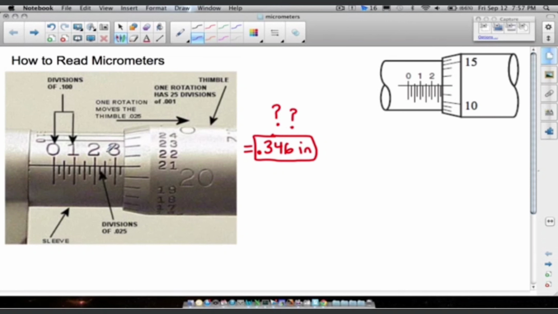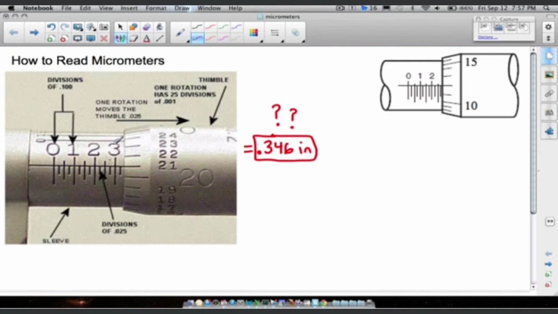A micrometer, you feel free to YouTube or Google pictures or videos of a micrometer in action, but you have a sleeve and then you turn this thimble to measure with very high accuracy or precision. I mean, we can get to the nearest thousandths place here. But how do we get 0.346?